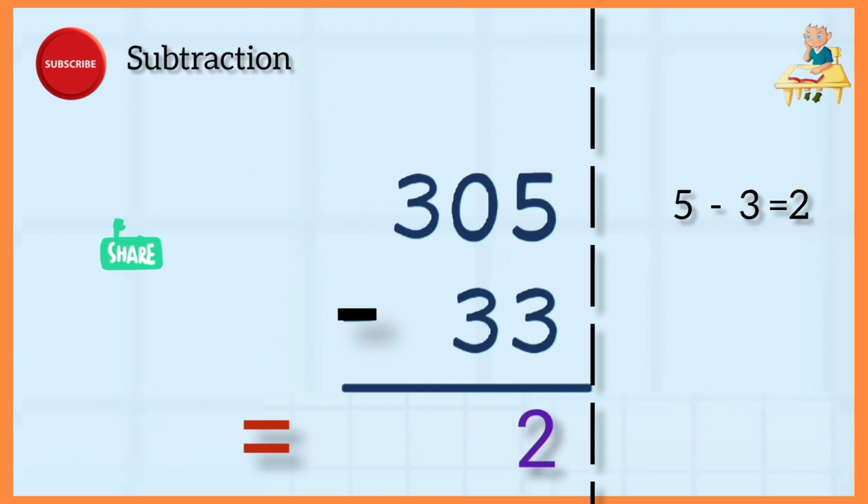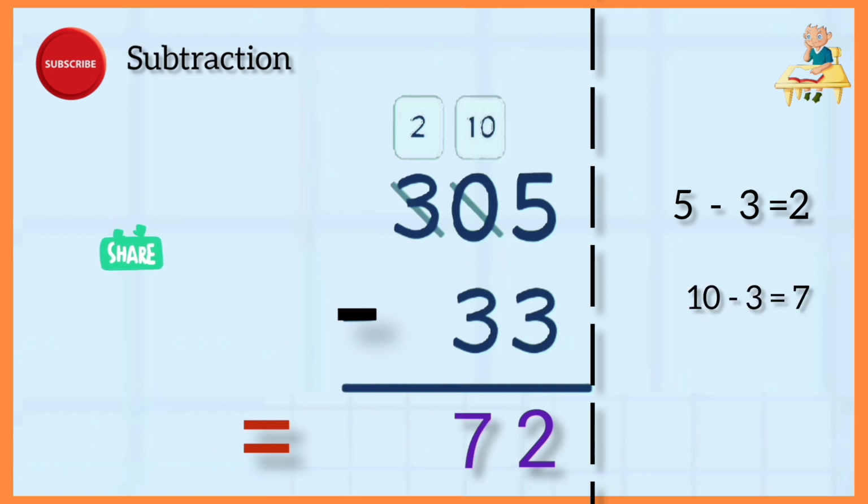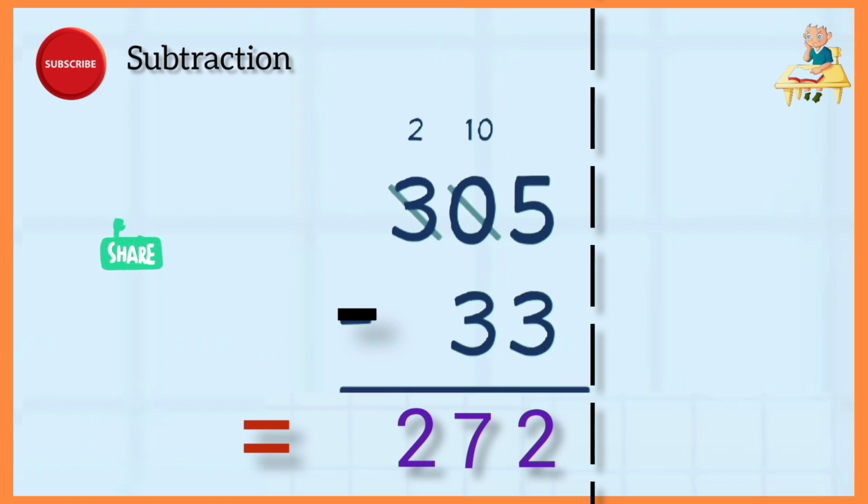305 minus 33. 5 minus 3 is equal to 2. 0 is less than 3. We get 1 from next digit, and 10 plus 0 is equal to 10. 10 minus 3 is equal to 7. 2 is equal to 2.